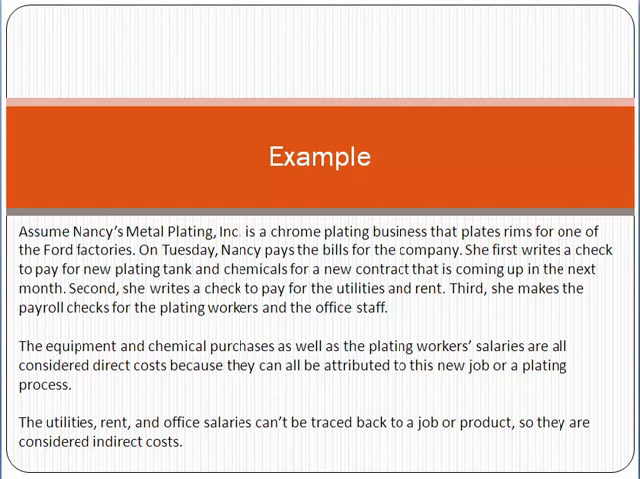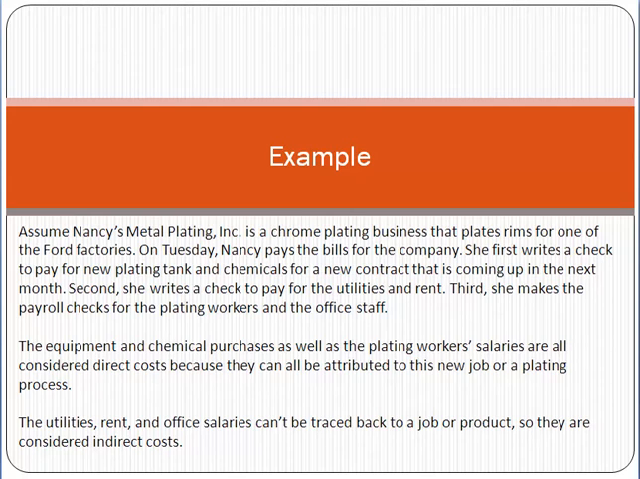Now try to understand from here: the equipment and chemical purchases as well as the plating workers' salaries are all considered direct cost. Why? Because they can all be attributed to this new job or plating process.